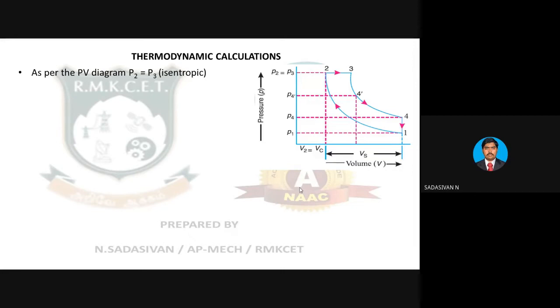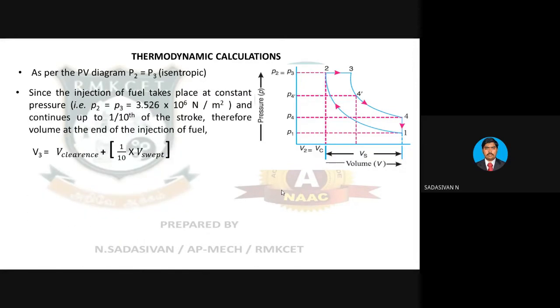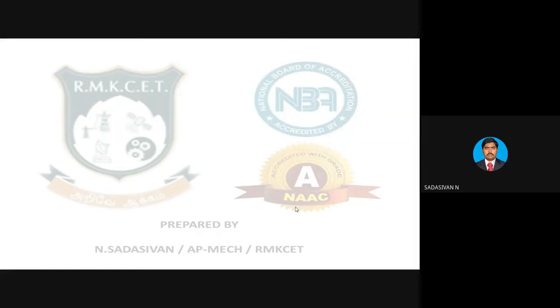So as per the PV diagram, P2 equals P3. Since the injection of the fuel takes place at constant pressure and continues up to 1/10 of the stroke, therefore the volume at the end of the injection of fuel, V3, equals, so this I can write, the volume at the beginning of injection of fuel, which is nothing but V2. You have seen this in the last slide. V2 is at point 2. What was the volume we have written in this formula?